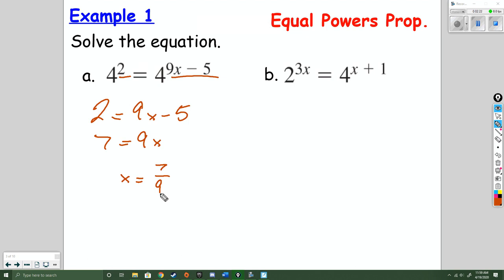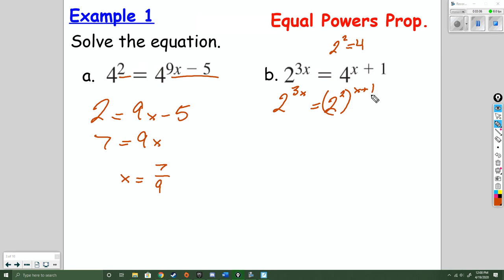All right, if we take a look at part B, notice this is 2 to the 3x power, and it's equal to 4 to the x plus 1 power. Now notice these bases aren't the same. So if the bases aren't the same, what we're going to do is try to make them the same. Now we know that 4 is 2 to some power. Okay, 4 is 2 to the 2nd power. So instead of 4, we're going to put 2 squared right there. So we have 2 to the 3x equals 2 squared to the x plus 1.